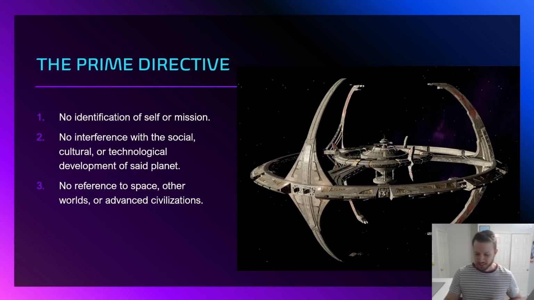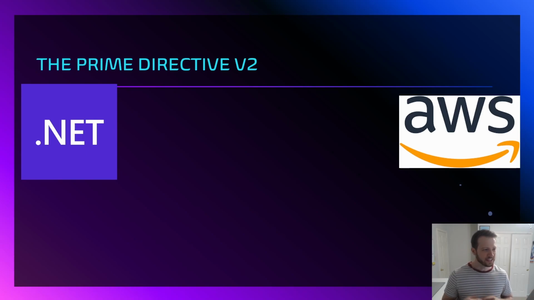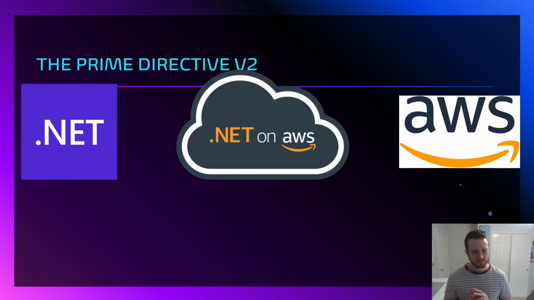So my idea with this talk is that sometimes it feels like .NET and AWS are kind of alien worlds to each other, right? There's another Prime Directive going on there. So if you're using .NET, you're probably not on AWS, and if you have stuff on AWS, you're probably not using .NET, at least not in a big capacity. And there are exceptions to that, but I think that's the general rule.